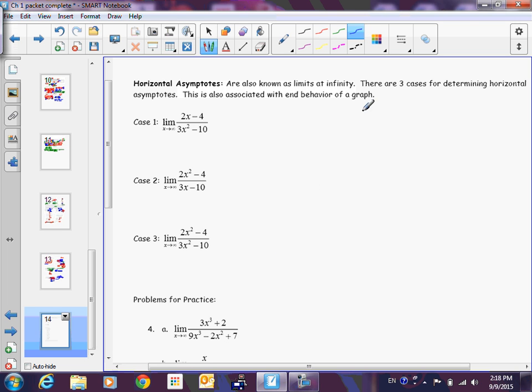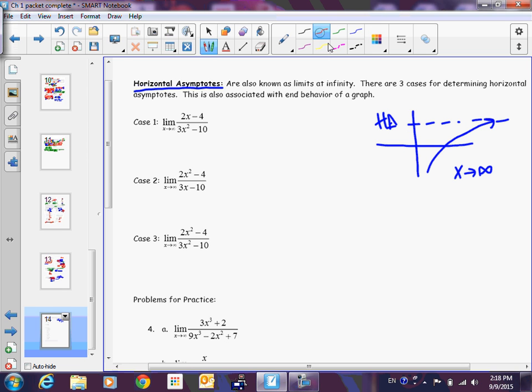But however you do it, I want you to think, when you think horizontal asymptotes, you've got to think limits as x goes to infinity. Think about what a horizontal asymptote does. It causes the graph to level out. So as x gets bigger and bigger and bigger, the y value is getting really close to wherever that horizontal asymptote is. This is why you studied horizontal asymptotes, to do these kinds of problems.